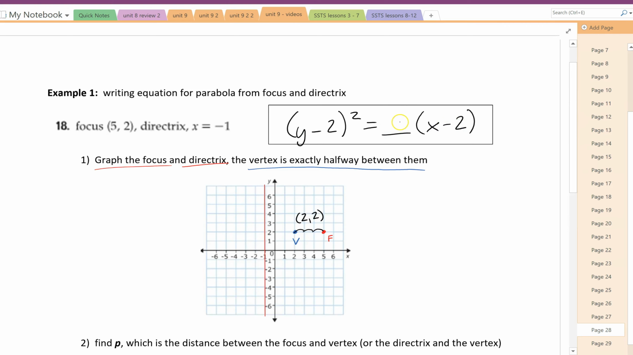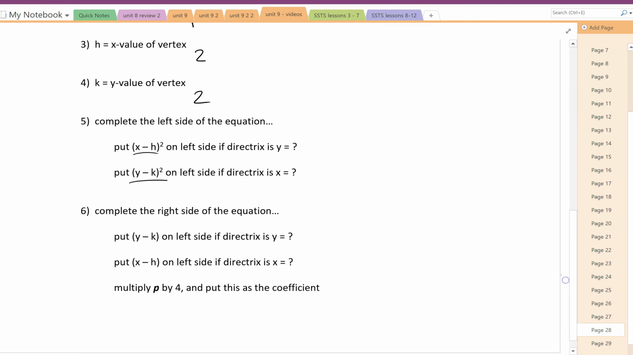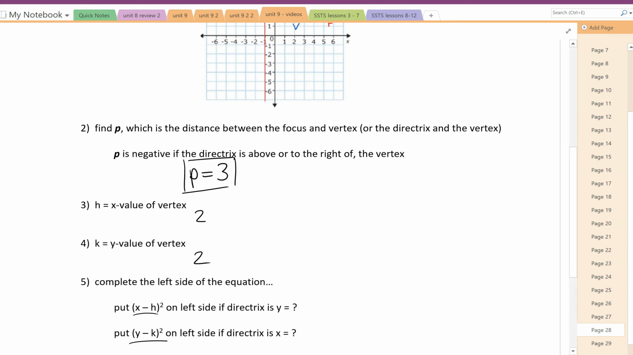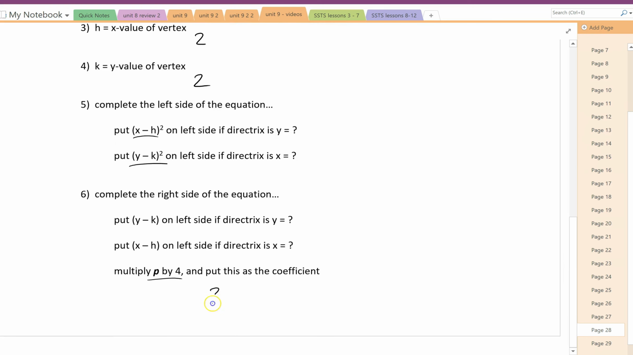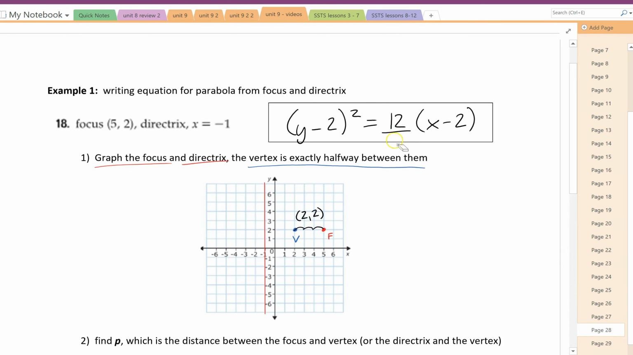Now I just have to figure out what goes out in front here. The thing that goes out in front there is 4 times p. So I'm going to multiply p times 4. So I go back up here to where I found p. P was 3. 3 times 4 equals 12. And so the coefficient on the right side of the equation is going to be 12. And there's my equation for this parabola. It would look something like that.